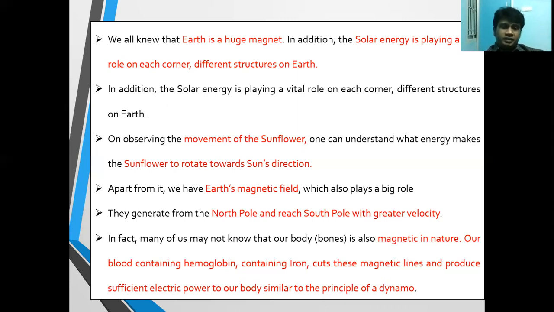In fact, our body is magnetic in nature. How? Our blood contains hemoglobin, ions, and magnetic lines, and produces sufficient electric power for our body, similar to the principle of a dynamo.